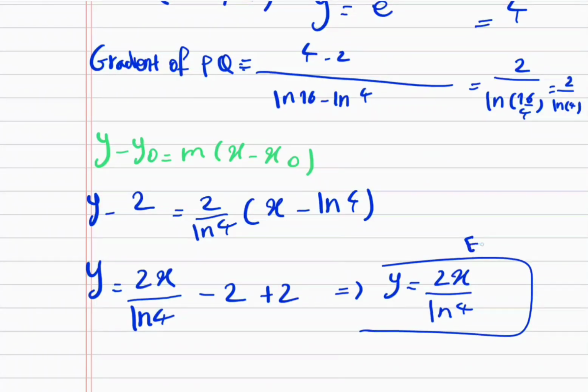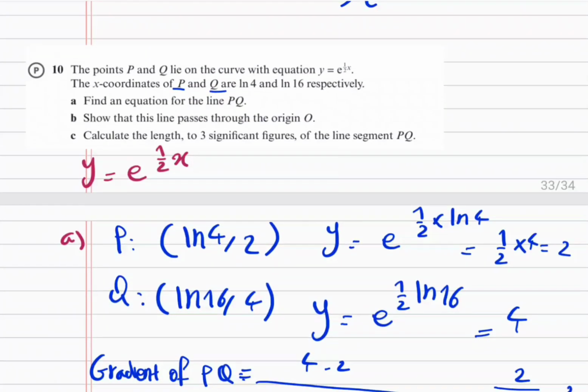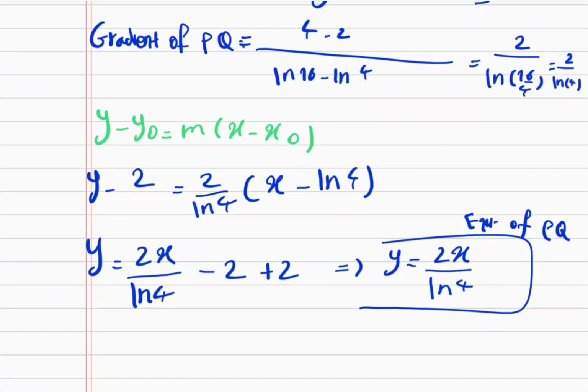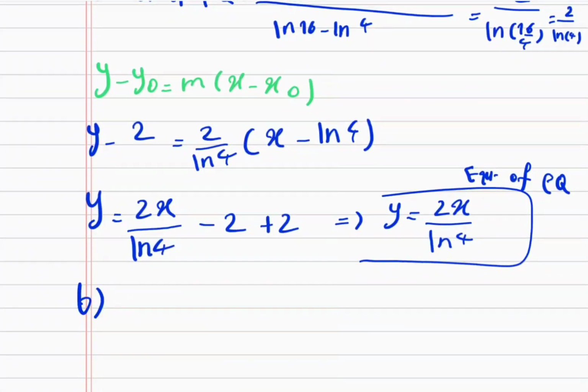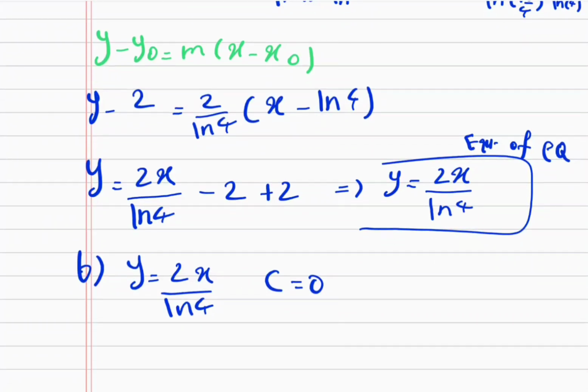Now that we have the equation of PQ, which is the answer to part A, we want to show that the line passes through the origin O. This part is actually very simple, because the equation is y equals 2x over ln 4, and therefore its y-intercept, or the value of c, is equal to 0. Whenever the y-intercept is equal to 0, that just means that the graph passes through the origin. So since the y-intercept is equal to 0, the graph therefore passes through the origin.